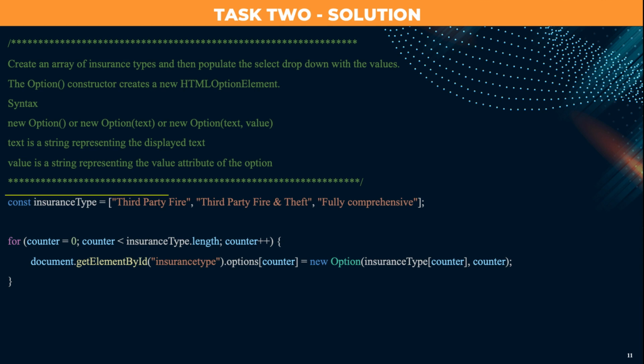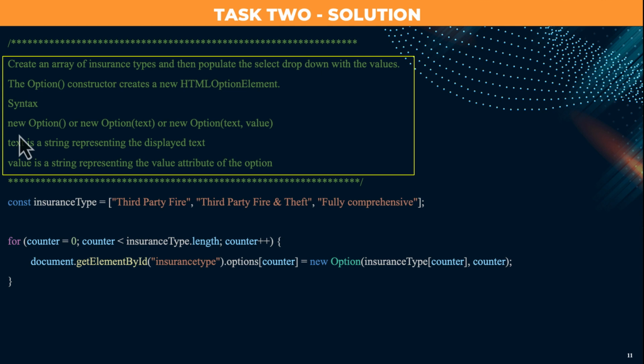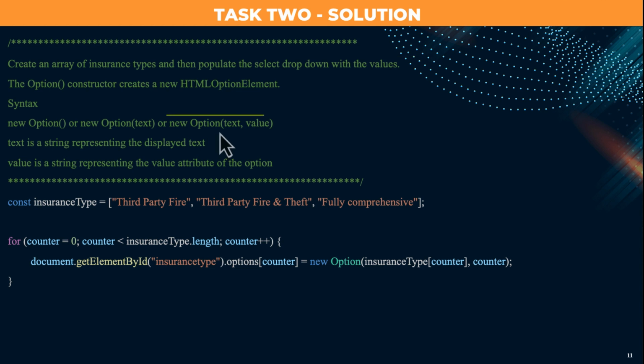The same thing then applies for the insurance type. So the insurance type, third party fire and theft, third party comprehensive, we want to iterate through each one of those and populate them. And we can see here in the explanation that the option constructor creates a new HTML option element. So it creates a new HTML element, and when we use it, we're using what text we want and what value we want.